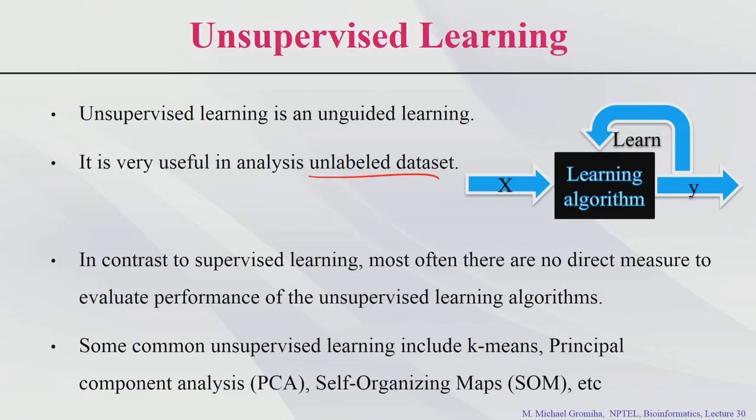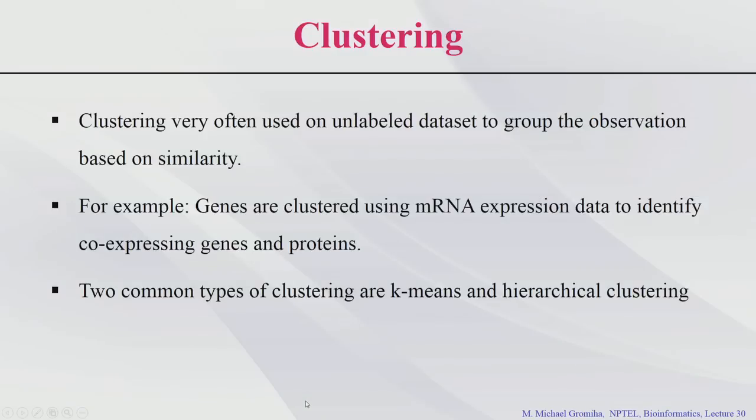Now, let us look at unsupervised learning. It is an unguided learning, useful mainly for unlabeled data sets. If you do not know the output, you can use it for any unlabeled data set. In contrast to supervised learning, there is no direct measure to evaluate the performance of unsupervised learning algorithms. Some of these methods are k-means clustering, principal component analysis, self organizing maps and so on. Let us see how it works.